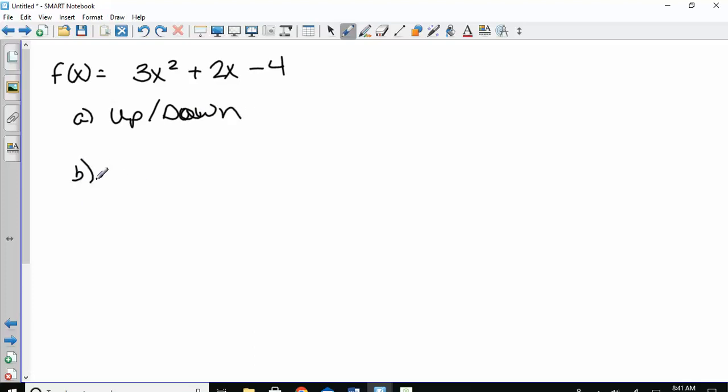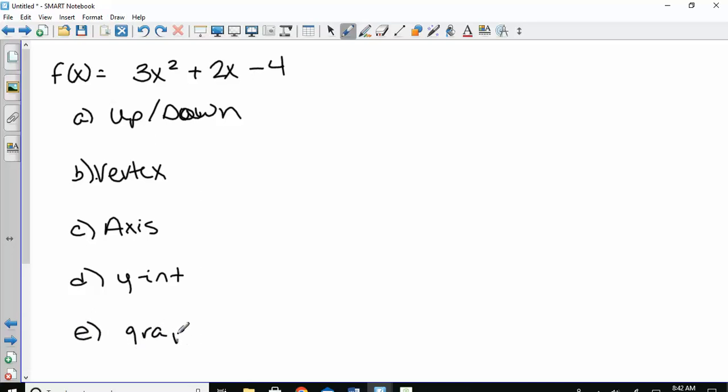All right, part A, I'm going to ask, does it open up or down? Part B, I'm going to ask for the vertex. I just don't want to graph it, so someone else can graph it. You can pick a friend to graph it. Part C, axis of symmetry. Part D, y-intercept. Part E is a graph, and part F is domain and range.